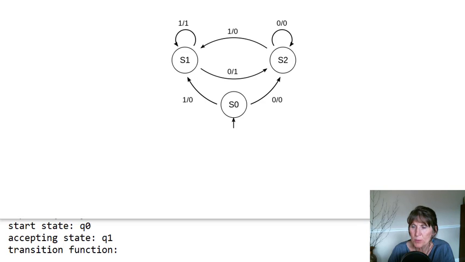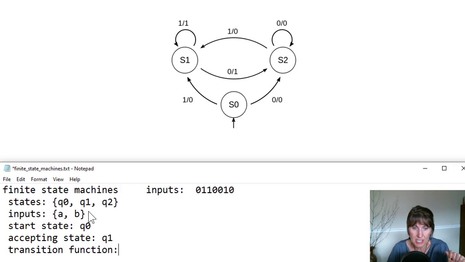Now let's see what happens when we have a finite state machine with outputs. So we're still going to have the set of states. So we're going to have an S1, S2, and S0. I'll put them in order. Okay, so S0, S1, S2.